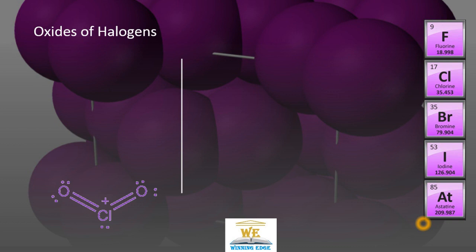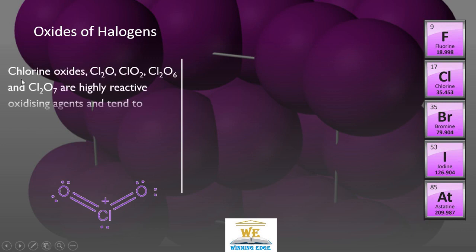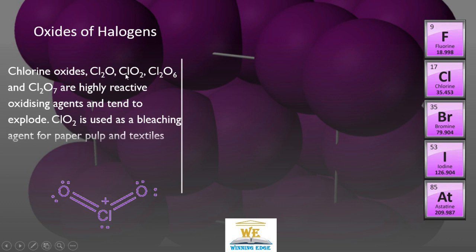Now, oxides of halogens. ClO2, chlorine oxides like Cl2O, chlorine dioxide, Cl2O6, Cl2O7 are highly reactive oxidizing agents and tend to explode. They are very strongly oxidizing, and chlorine dioxide is used in industry as a bleaching agent. It is used in paper industry, pulp and textiles, and for water treatment as well.